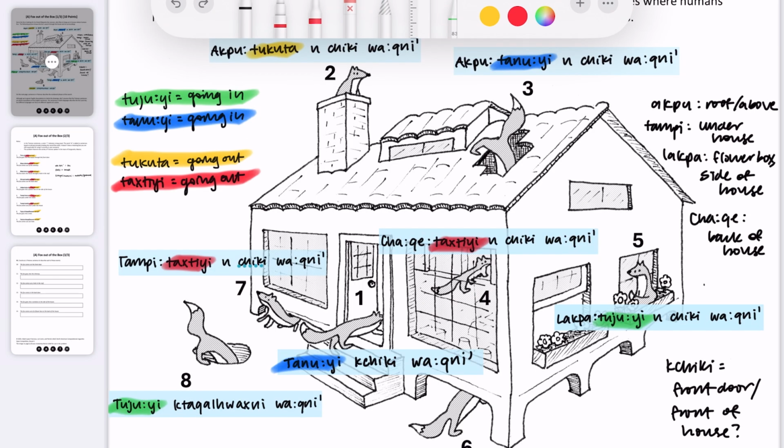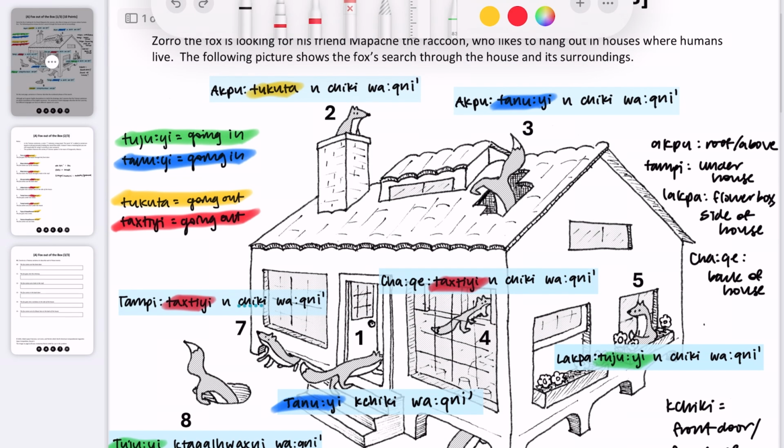Okay, so now that we have all of this information, let's go back over here and try to figure out what the difference is between tuju and tanu and then tukuta and taksti. We can just pick a random one to start with. Let's just start with going in because it's the first one.